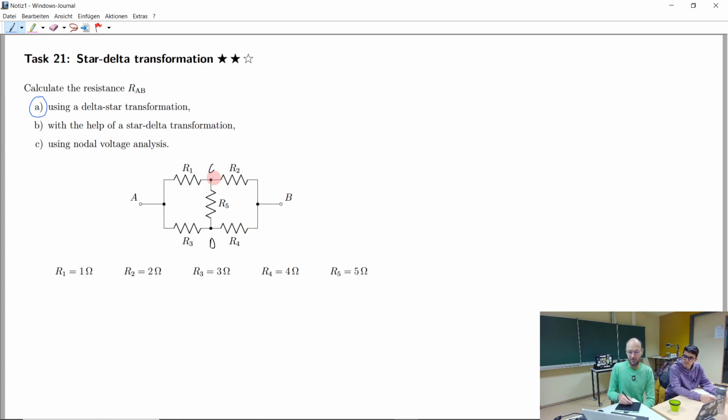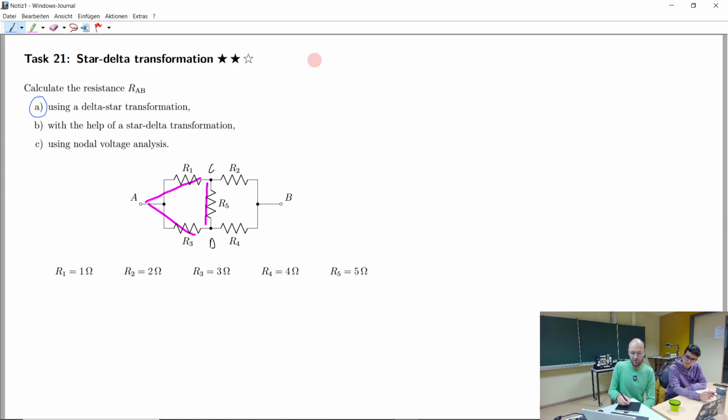So BCD is also a delta. Of course, we do not need to transform both of them, just one. So maybe let's select, let's say this as a delta, and transform this into a star.